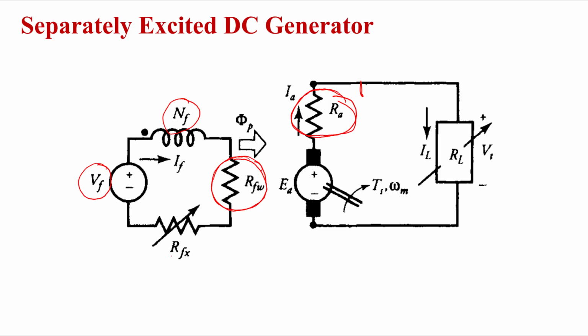And here in the field circuit we see another variable resistance, that is Rfx. Why is it essentially required? Those who have performed the experiment might know why this variable resistance is required in the field circuit.